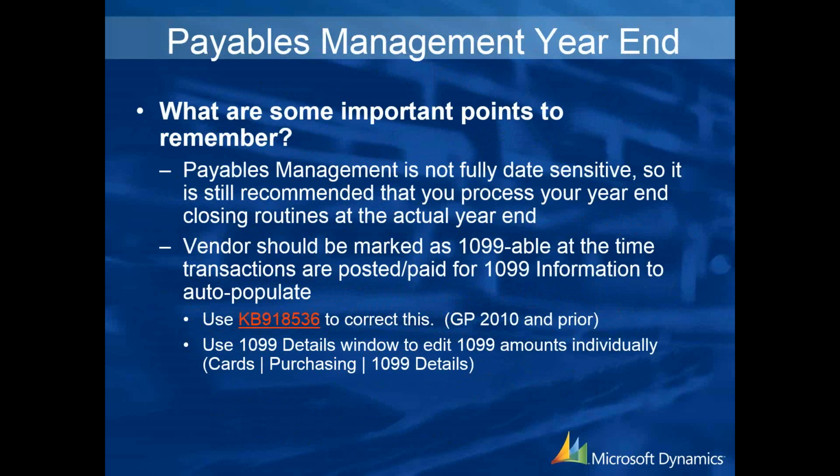Vendors should be marked as 1099-able at the time transactions are posted or paid for 1099 information to populate correctly. There is a KB article to correct this. You can do it individually through the cards purchasing 1099 details. At the end, I'm going to show you another way to do this. There's a utility through the Professional Services Tools Library, the PSTL tool, that will allow you to do this.